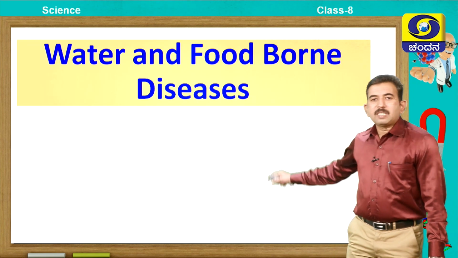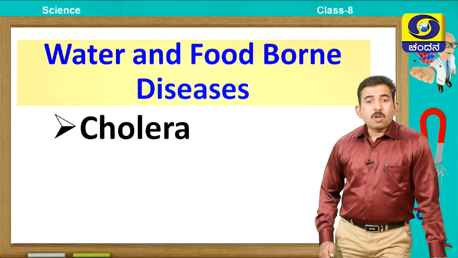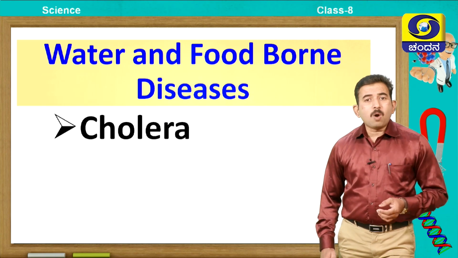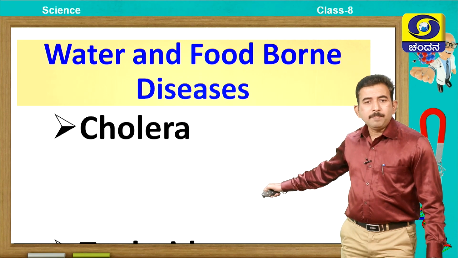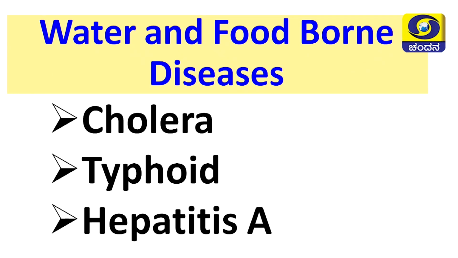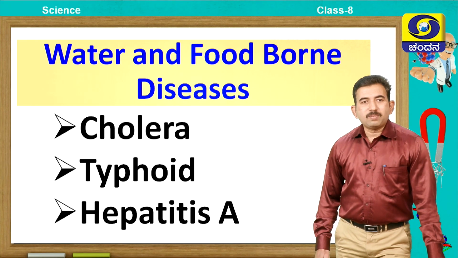Next, let us discuss water and foodborne diseases. These normally get transmitted when we consume contaminated water or food. Some of the common examples are cholera, typhoid and hepatitis A. Cholera is caused by Vibrio cholerae. Typhoid fever is caused by Salmonella typhi. Hepatitis is caused by the hepatitis virus.